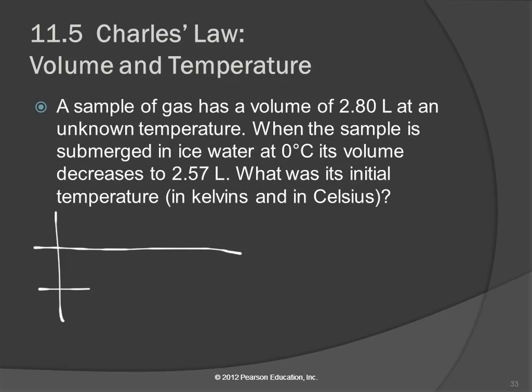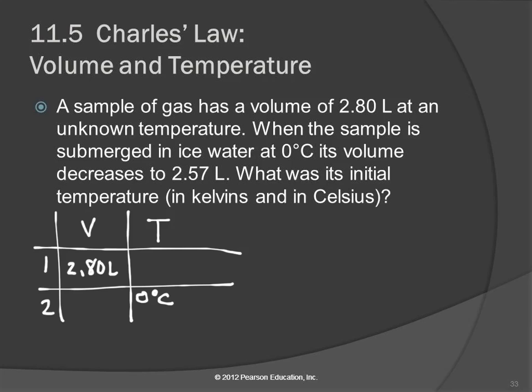So there's 1 and 2. Volume of 2.80 liters. That's our volume column. At an unknown temperature. Okay, that's not a number. When the sample is submerged, okay, this is the new situation. We had the unknown temperature and 2.8 liters. Now we're putting it in ice water at 0 degrees Celsius. That's not the volume. That's over here. We're going to make a new column for temperature.